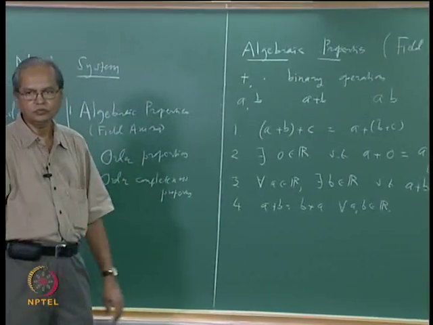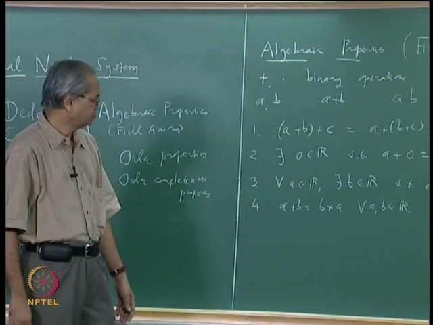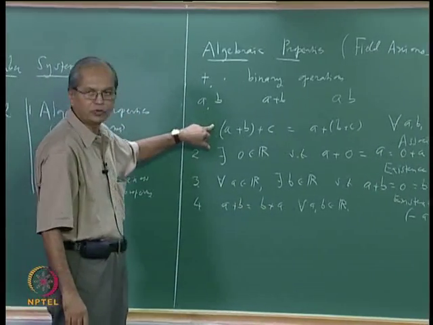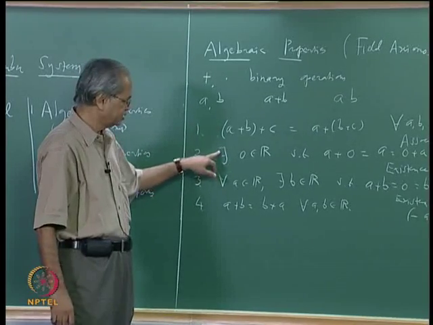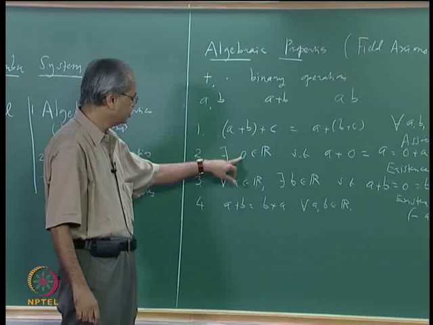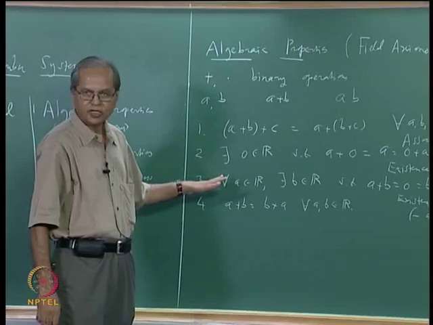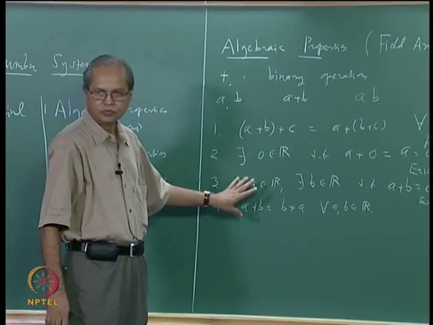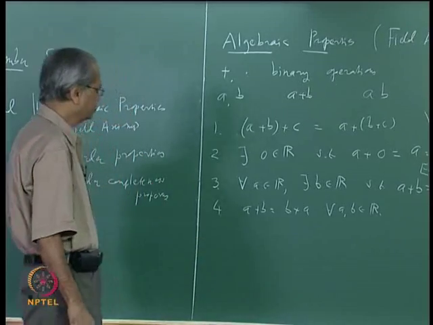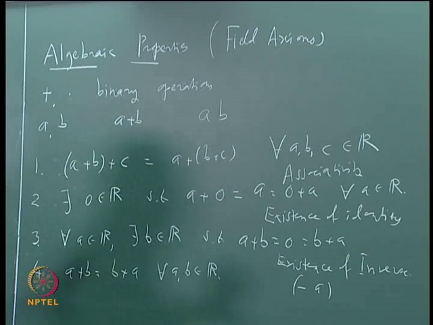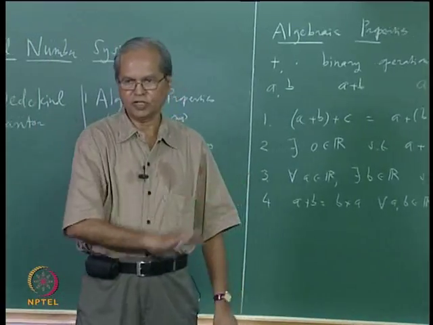Coming back to my comment about natural numbers, we have seen that the natural numbers satisfy only the first properties. Of course, it satisfies this, but it does not satisfy any of these two properties. But if you take the set of all integers, or the set of all rational numbers, it satisfies all these properties. So these properties distinguish between R and N, but don't distinguish between R and Z or R and Q, or for that matter, R and C. Even the complex numbers will satisfy all these properties.